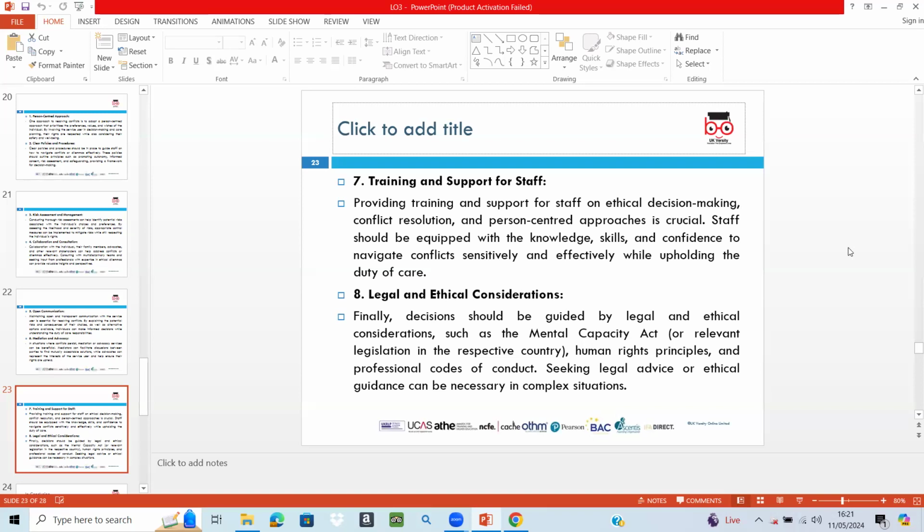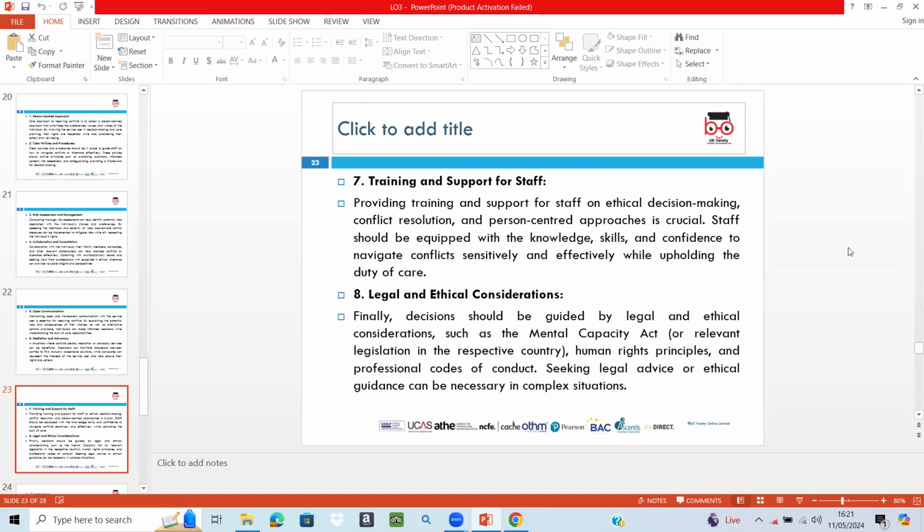Right. So if we discuss training and support, offering training and support to staff is essential for enhancing their skill set in ethical decision making, conflict resolution, and person-centered approaches. Equipped with knowledge and guidance, staff can navigate conflicts, address dilemmas effectively, and uphold the duty of care while promoting the well-being of the service user.